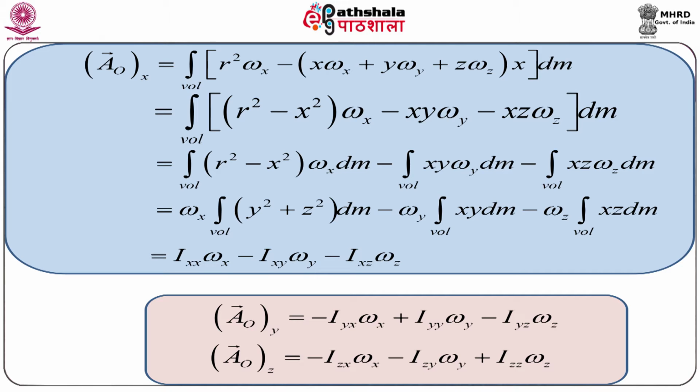Using the formula for cross product, we can write in this way. This gives r square omega vector. If r has components small x, y and z, omega vector has components omega suffix x, omega suffix y, omega suffix z, then the dot product of r vector and omega vector gives this one. We have written r vector here.